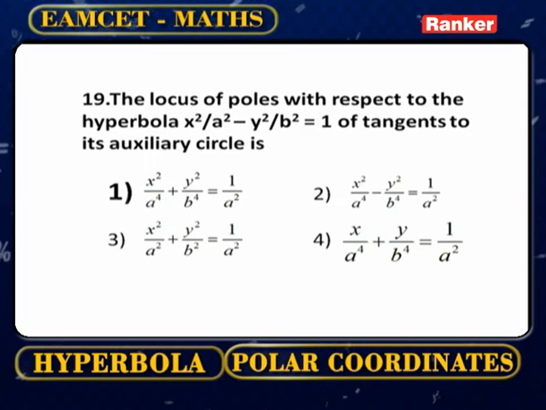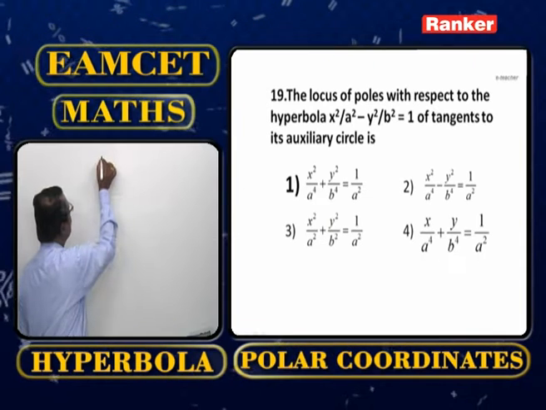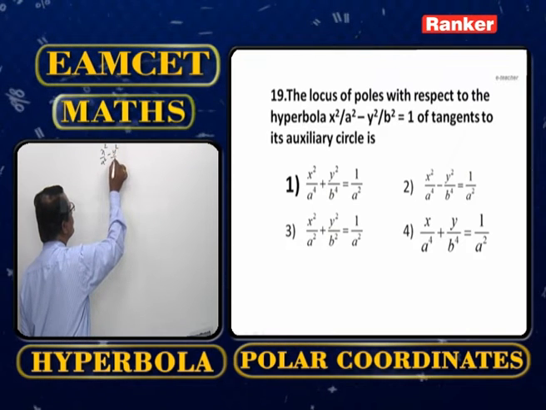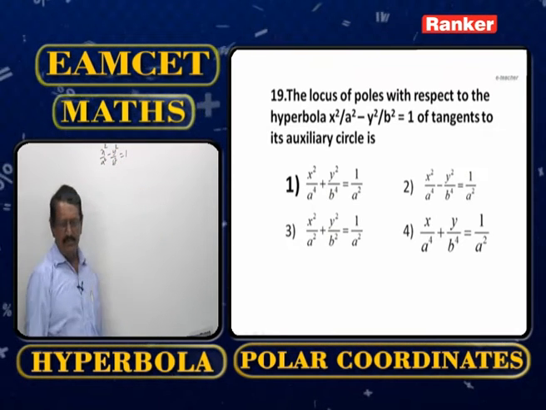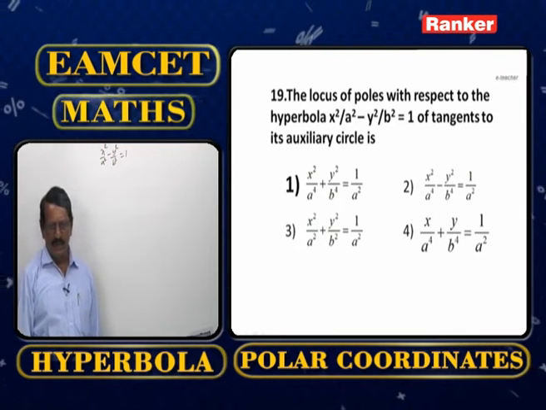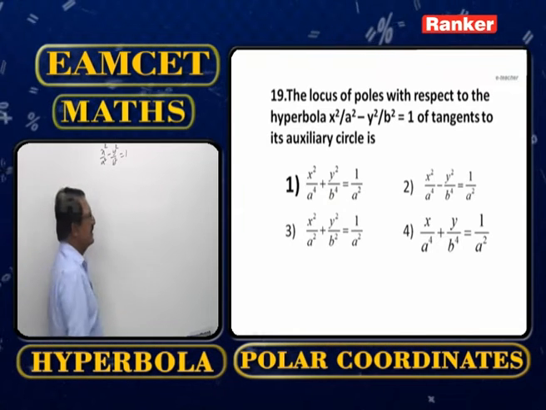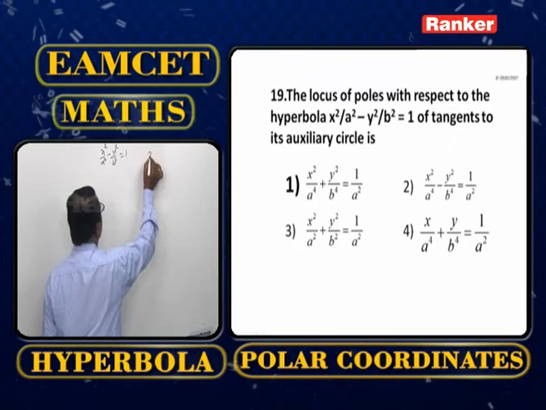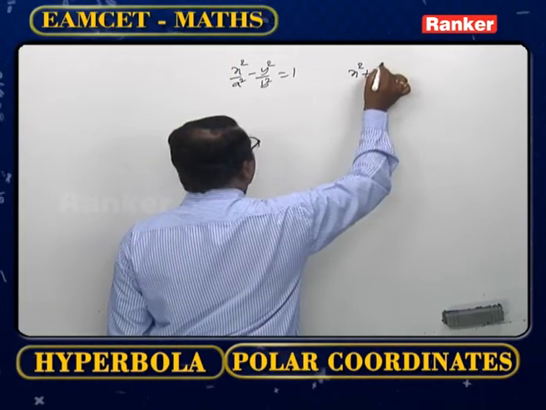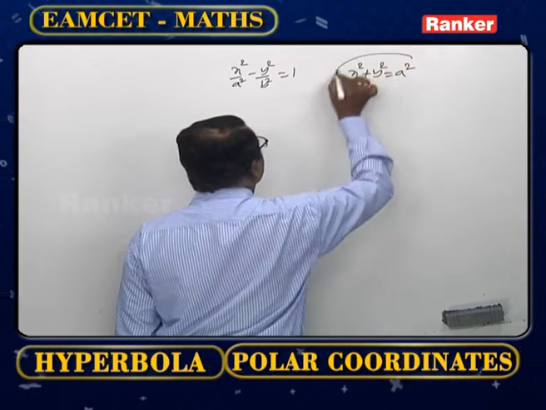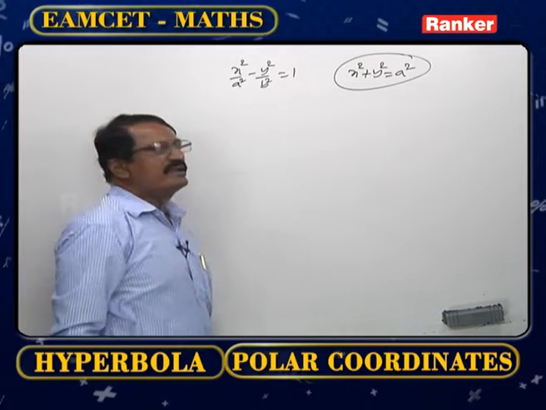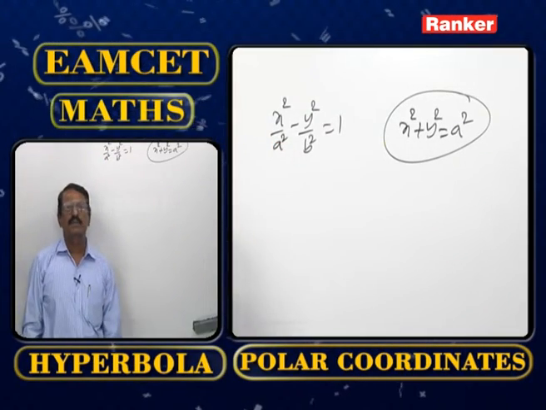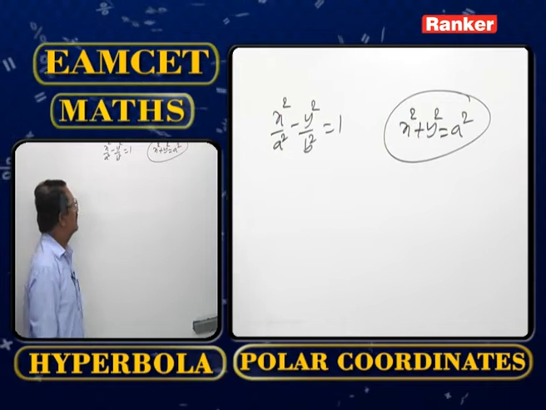The locus of poles with respect to the hyperbola x square by a square minus y square by b square equals to 1 of tangents to its auxiliary circle. The equation of the auxiliary circle of the hyperbola is x square plus y square equals to a square.